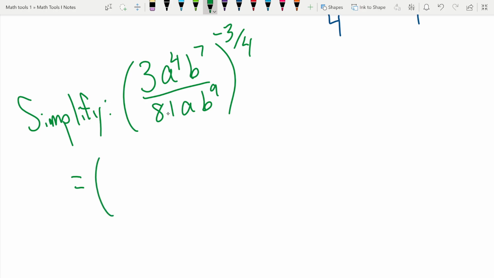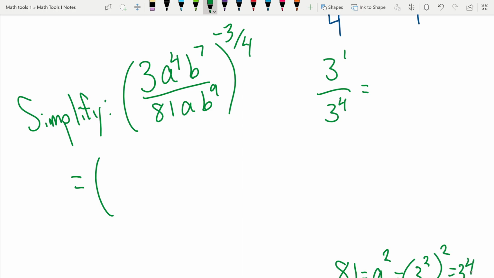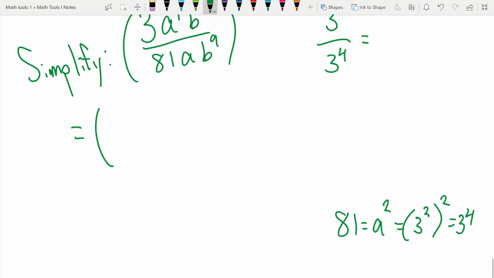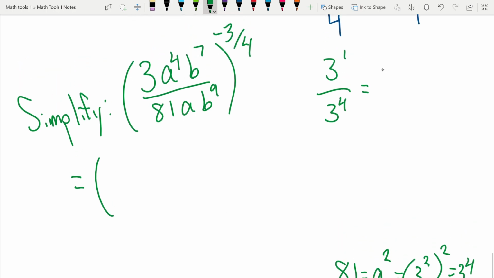First of all, 3 over 81 is actually 3 to the 1 over 3 to the 4th. 81 is 3 to the 4th because it's 9 squared, right? And that's something you could also show with the exponent rules. 81 equals 9 squared. 9 is 3 squared. So 3 squared squared is 3 to the 4th. We can use these rules to come up with shortcuts like that. So this is going to be 1 over 3 cubed, or 1 over 27 if you prefer.